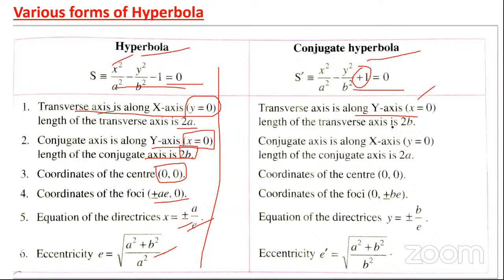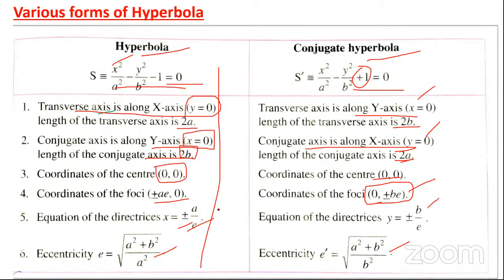Then the length of the transverse axis is 2b. Similarly, the conjugate axis is along the x axis, y equal to 0, the length of the conjugate axis is 2a, and the center is 0, 0. We can solve it as in the standard form. Then the coordinates of the foci are 0 comma plus or minus be, the directrix is y equal to plus or minus b by e, and the eccentricity is under root of (a square plus b square) by b square, where a is less than b.